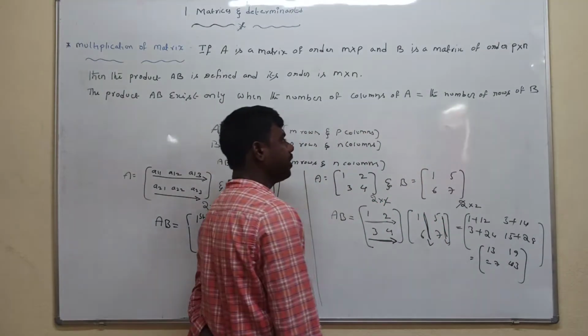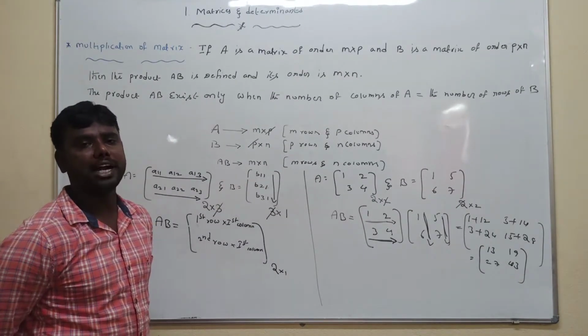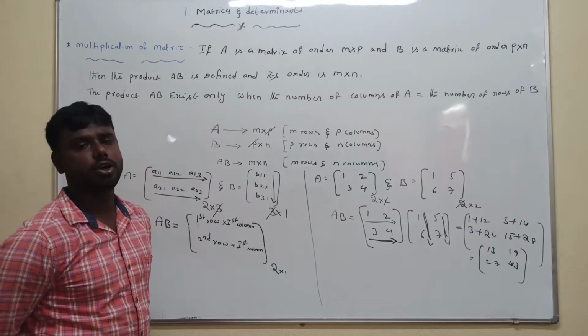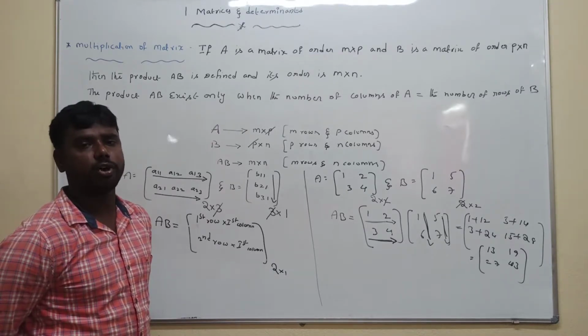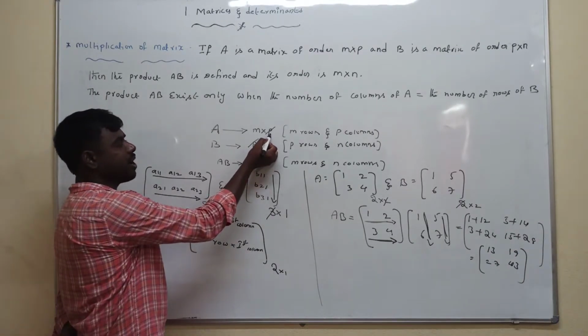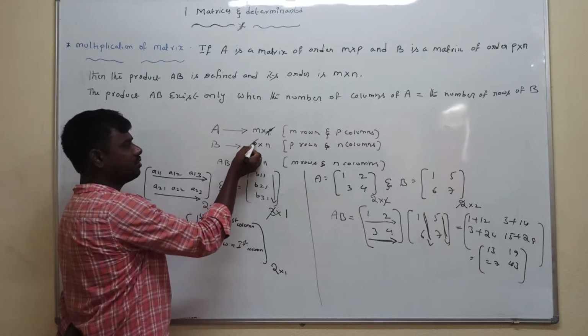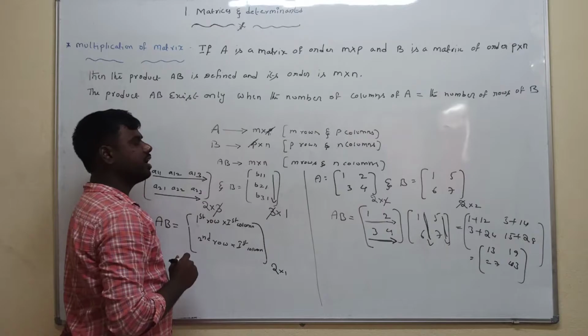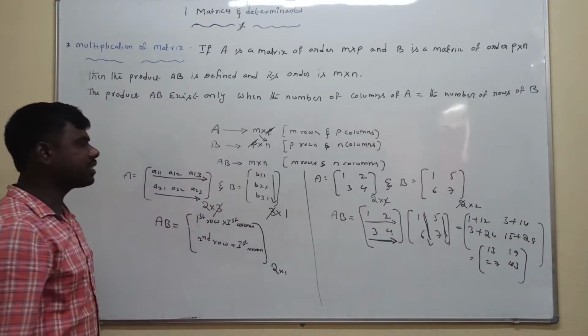This is the product AB. This is the basic definition of multiplication of matrices. First of all, how to check whether the product will exist or not? The number of columns in the first matrix should be equal to the number of rows in the second. If both are equal, the product will exist. The resulting matrix is M by N.